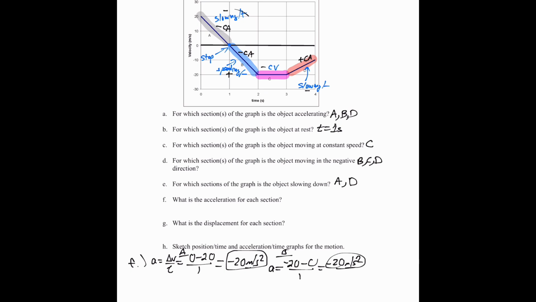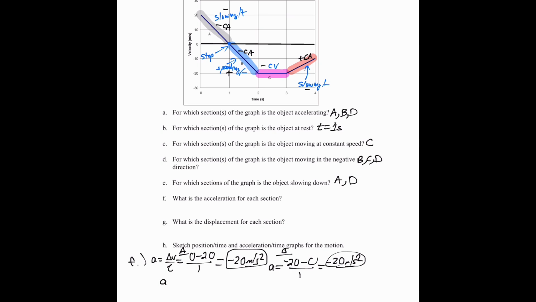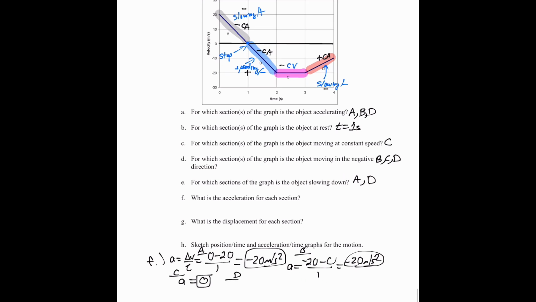And if you had simply just found the slope of that, you would have gotten the exact same thing. All right, the acceleration for C is going to be 0 because it's flat, there's no change in velocity. And for the last part, D, we're ending at negative 10 right there, and you're starting at negative 20 over a 1 second time interval. Minus a minus 10 is plus, that would be a plus 10 meters per second squared.